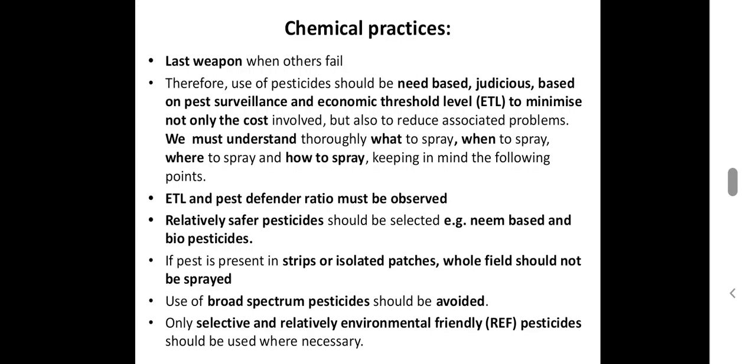In this case, need based and minimum number of sprays should be used depending upon the ETL level, and we must properly understand what insecticide we are going to spray, at what time we are going to spray, at what area, where to spray, and by which method, that means how to spray. These are very important points. And next, that is the ETL and pest defender ratio, that means economic threshold level, that means at which control measures should be applied, and natural enemies, that ratio must be observed.